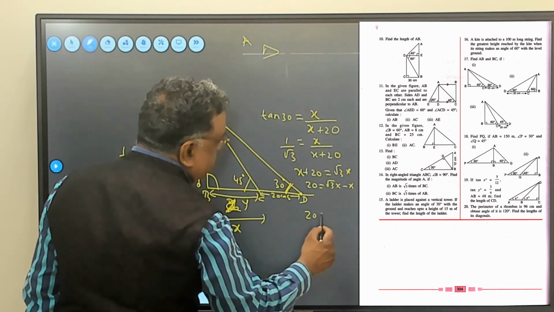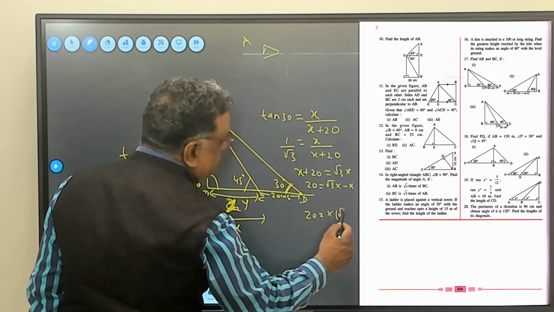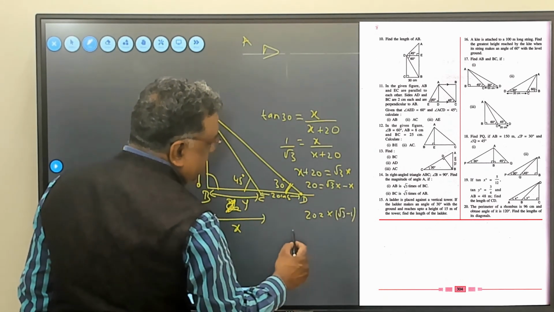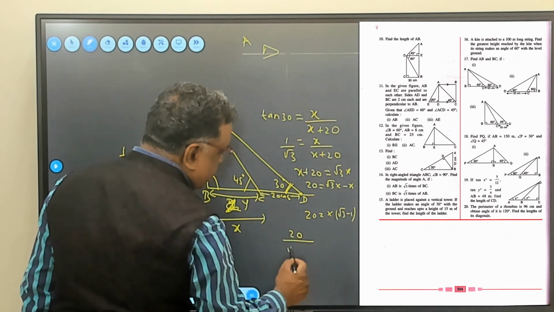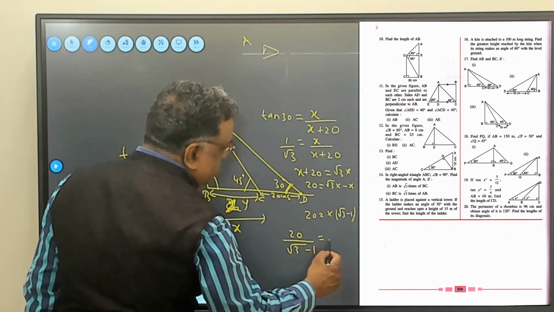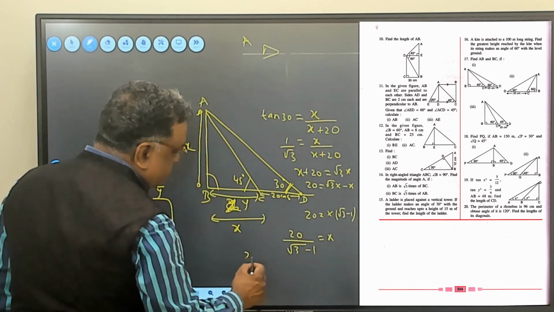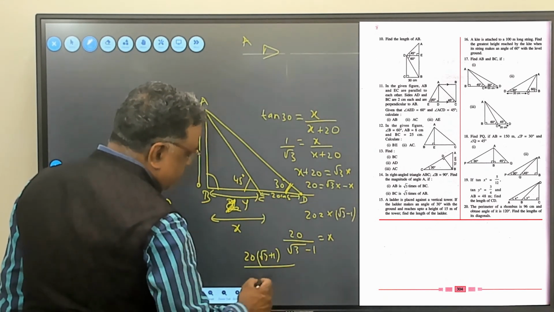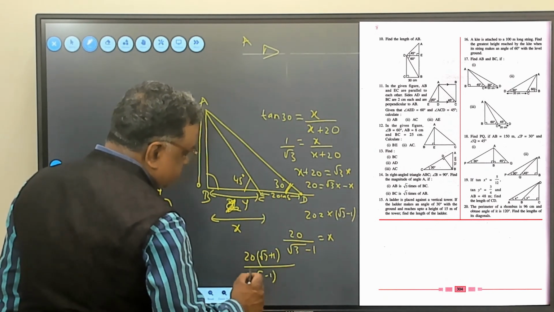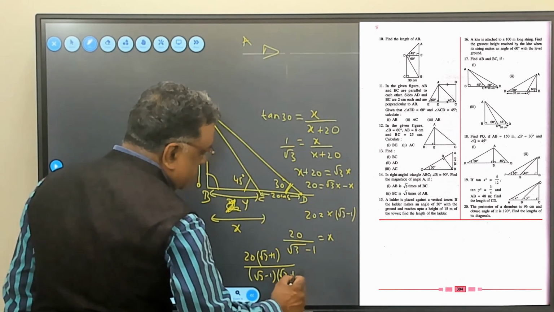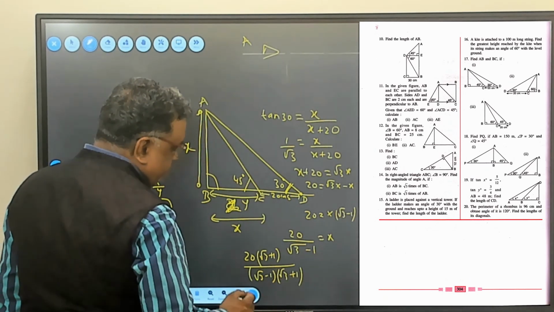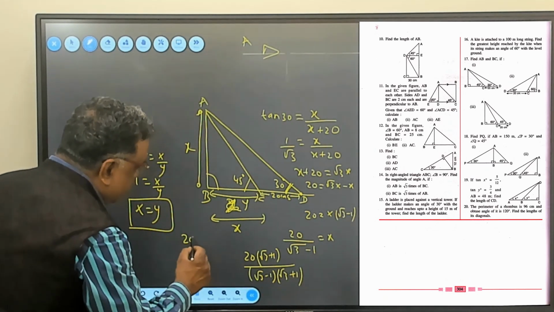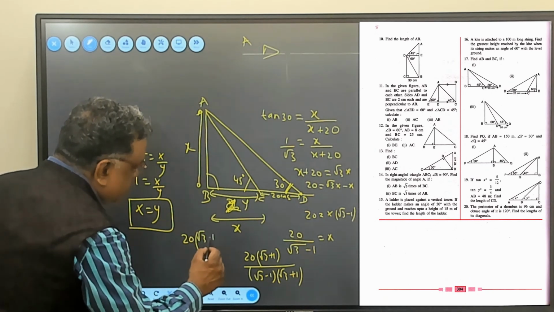So 20 becomes X, I will take common root 3 minus 1. I will take now root 3 minus 1 in the denominator. I will rationalize the denominator. So I will do root 3 plus 1, and here I will do root 3 minus 1 into root 3 plus 1. So now this will become 20 root 3 plus 1.